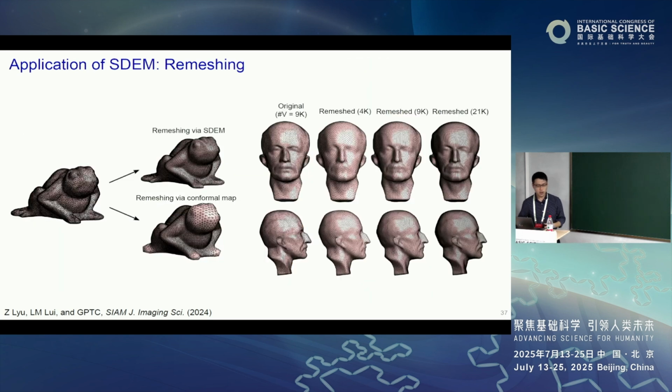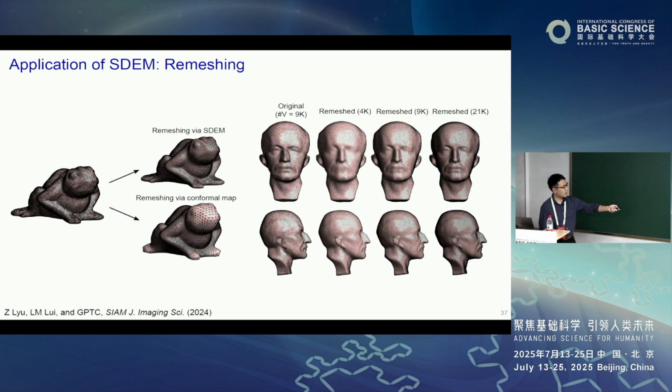And then we can also use this approach to do surface remeshing for genus zero closed surfaces. And here is one surface, and if we want to use the SDEM to do remeshing, then we will be able to achieve a pretty uniform mesh density. While if we are using just the conformal mapping, then we will be getting something like this, in which some parts will be larger, some parts will be smaller. And that's because of the feature that conformal mappings are not area preserving.